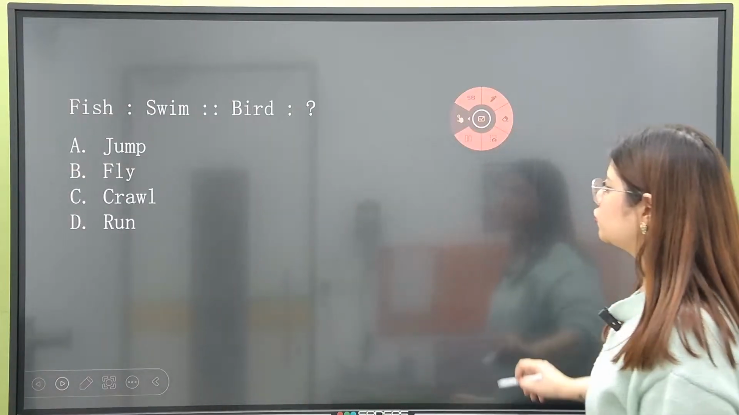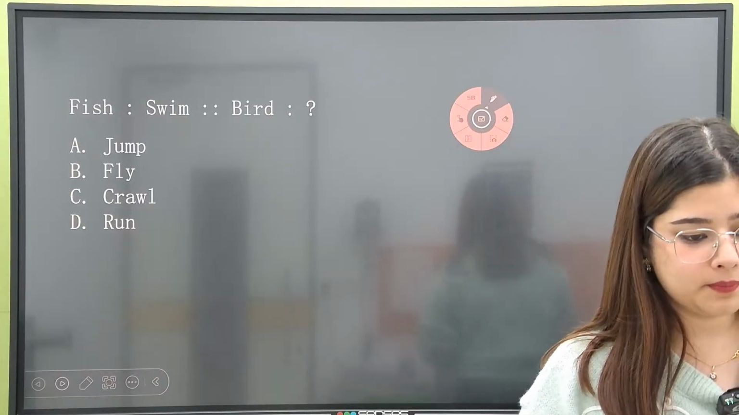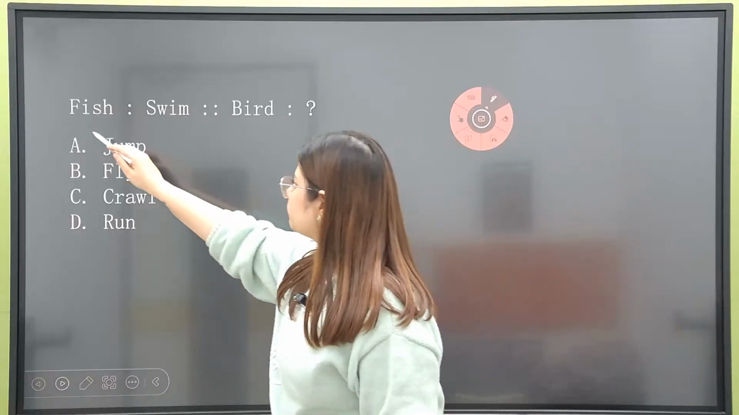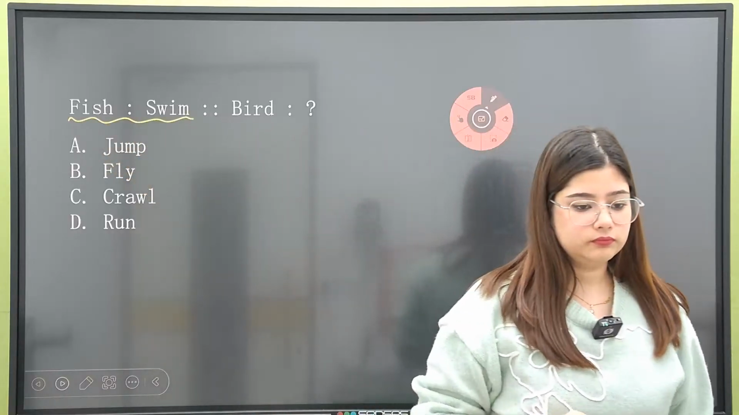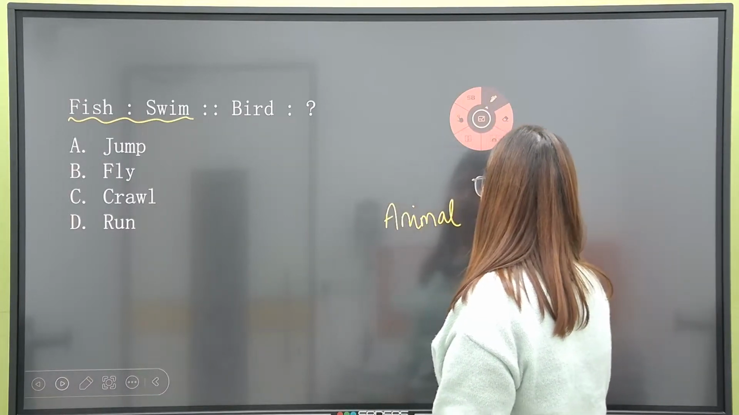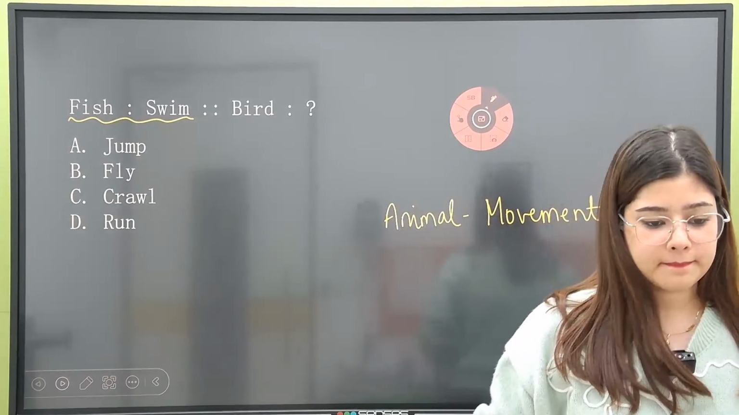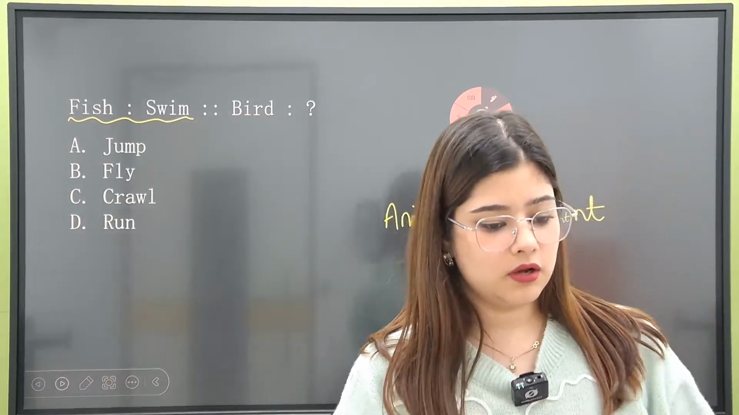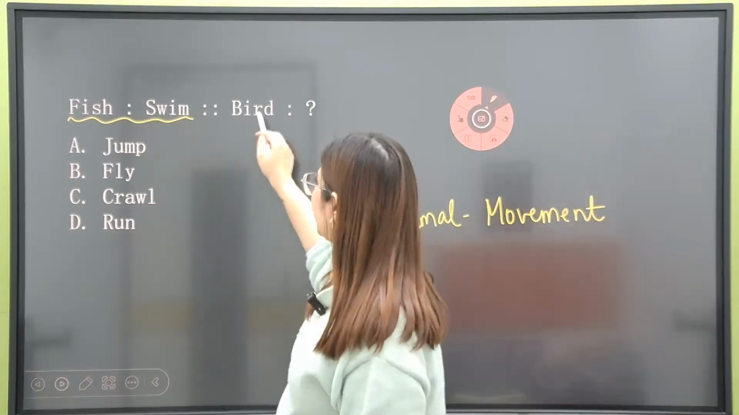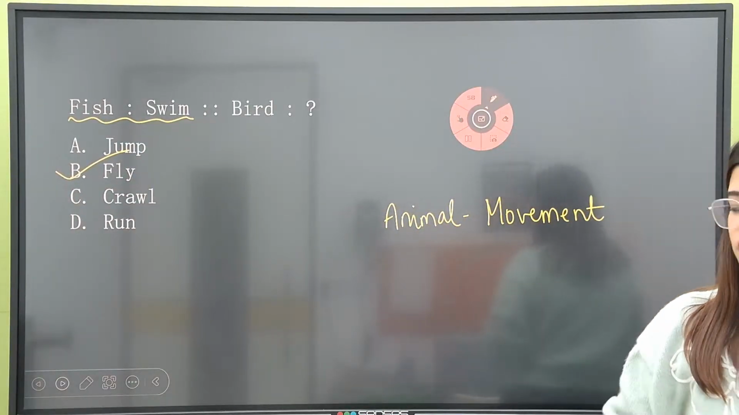Next, fish is to swim, such as bird is to... We need to establish a relationship first between fish and swim. Animal movement. A fish swims, and a bird flies. So fish is to swim, such as bird is to fly.